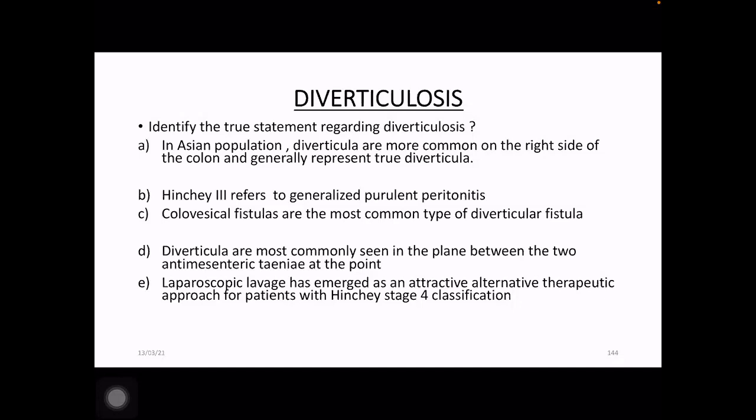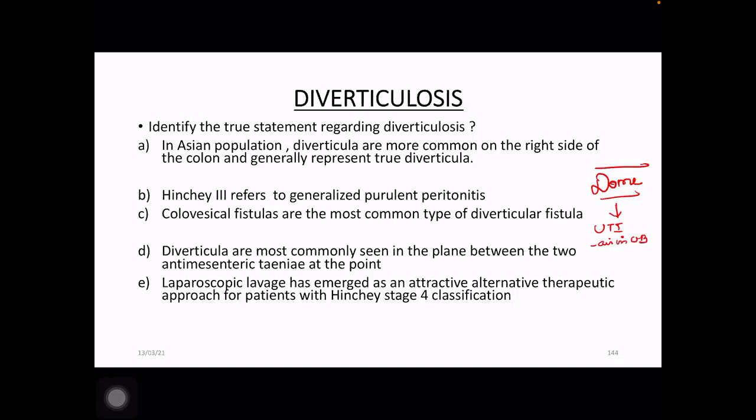When there is diverticulitis, the inflamed diverticulum gets adhered to the surrounding organs, and the most common organ which gets adhered to is the bladder. Most commonly, the dome of the urinary bladder. So how do you detect it? The patient will have recurrent urinary tract infection. Sometimes you can see air in the urinary bladder.